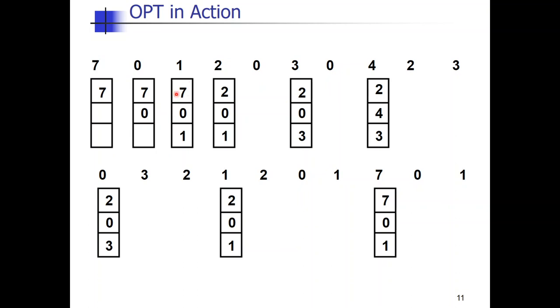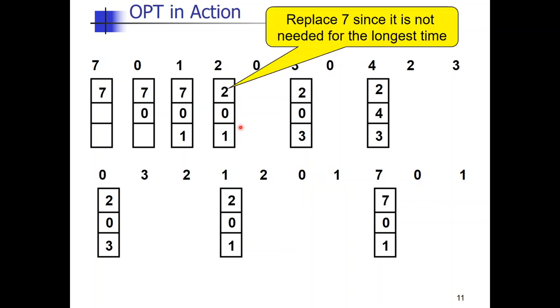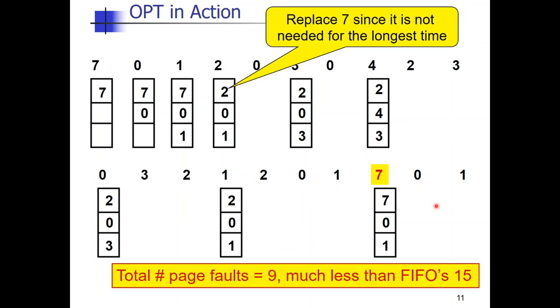But if you look at 7, we will be needing 7 way late. So that means that I can replace 7 since it is not needed for the longest time. As you can see, 7 is needed way down the line right over here. However, 0 and 1 were being referenced earlier than 7. So that's what the optimal algorithm is based on. And we follow this approach throughout the 20 references. This will result in much fewer page faults.